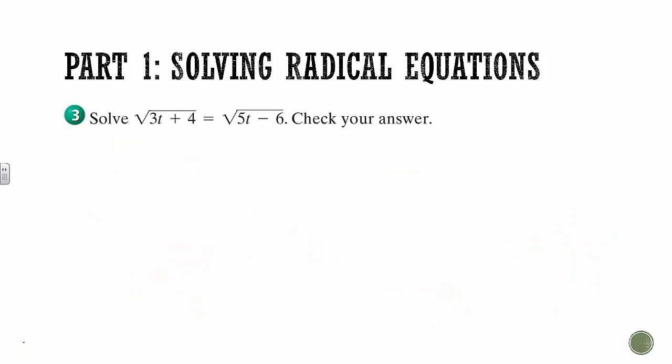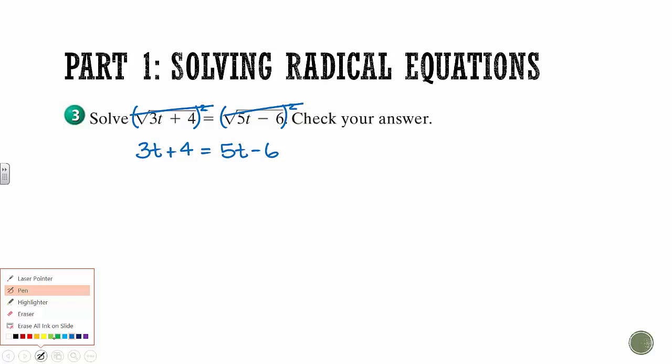So they're not always going to be that easy. Sometimes you're going to get ones that have square roots on both sides like this. With these ones, since everything that we have is underneath the square root, all we have to do is square both sides. Squares and square roots cross each other off, so you get 3t plus 4 is the same thing as 5t minus 6. And now this is an equation that we learned how to solve way back in chapter 3.